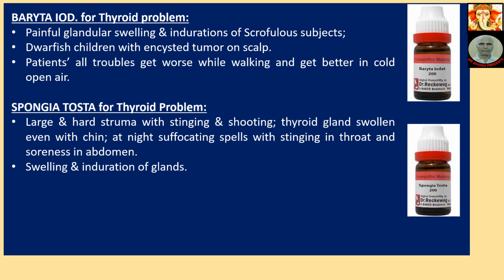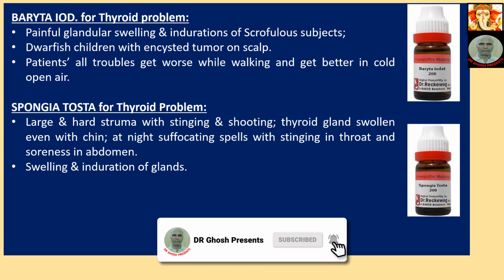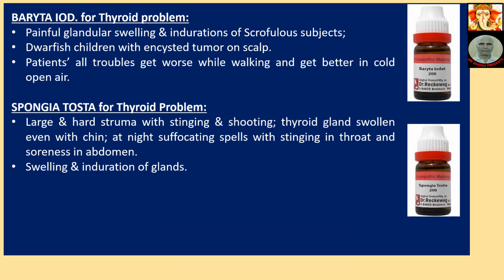Spongia tosta for thyroid problem. Large and hard struma. Struma means swelling of the neck related to thyroid problem. Large, hard struma, that is neck swelling related to thyroid, with stinging and shooting. Thyroid gland swollen up to the chin level. At night, suffocating spells with stinging in throat and soreness in abdomen. Swelling and induration of glands. Again I am saying induration means something getting hard.